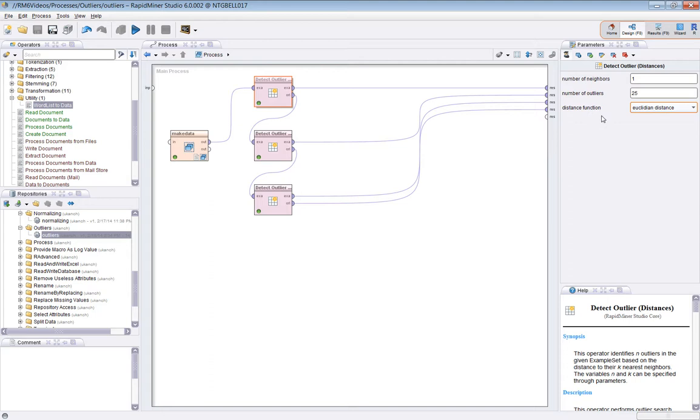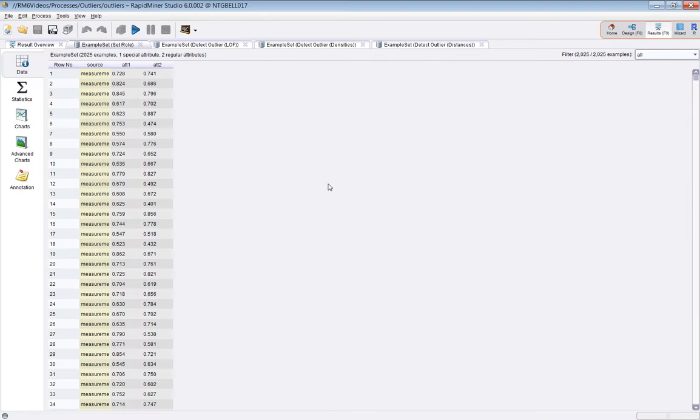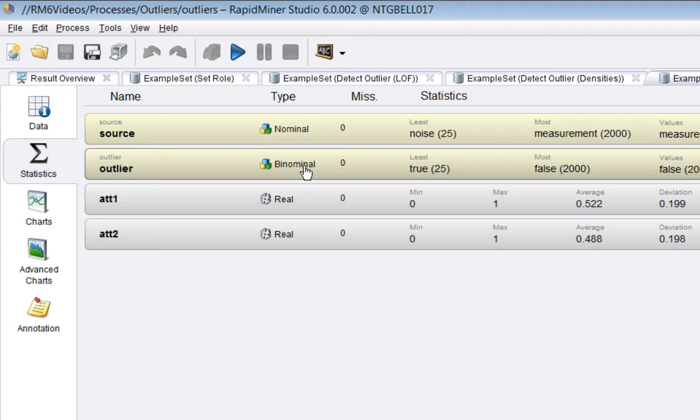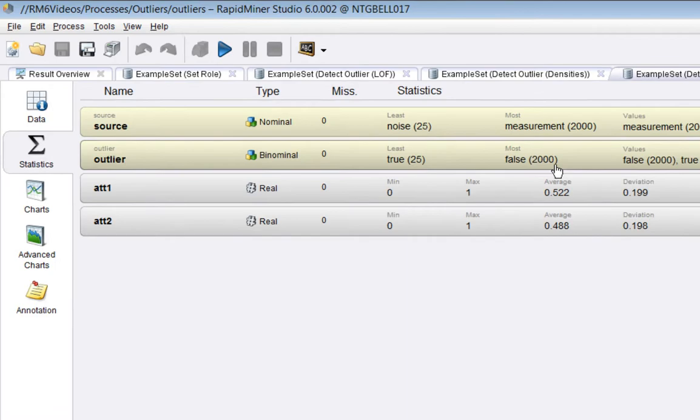So if I run that, I shall pause the video. Okay, so it's finished running. So detect outlier distances, these are the results. Now what's happened is that a new column, a new attribute has been added. It's called outlier. If we look at the statistics view, it's of type outlier, and it's either true or false. And as you can see, there are 25 true, which is the number we expected in the parameter that's called number of outliers, and there are 2,000 left that are false.